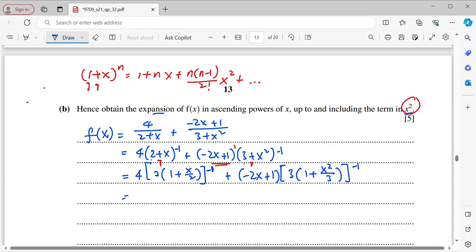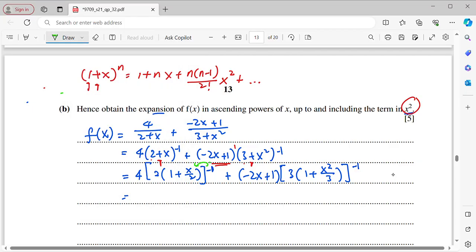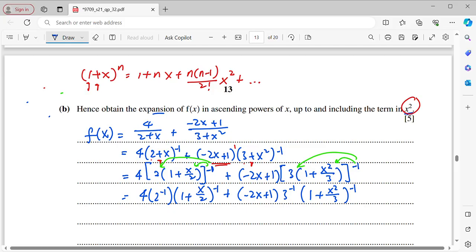So then from here, bring in the power -1. Okay, so -1 bring in, and this also the same. So I will be getting 4 times 2 to the power -1, (1 plus x over 2) to the power of -1, plus (-2x plus 1), then 3 to the power of -1, (1 plus x squared over 3) to the power of negative 1. Then from here, 4 times 2 to the power negative 1 is basically 2.